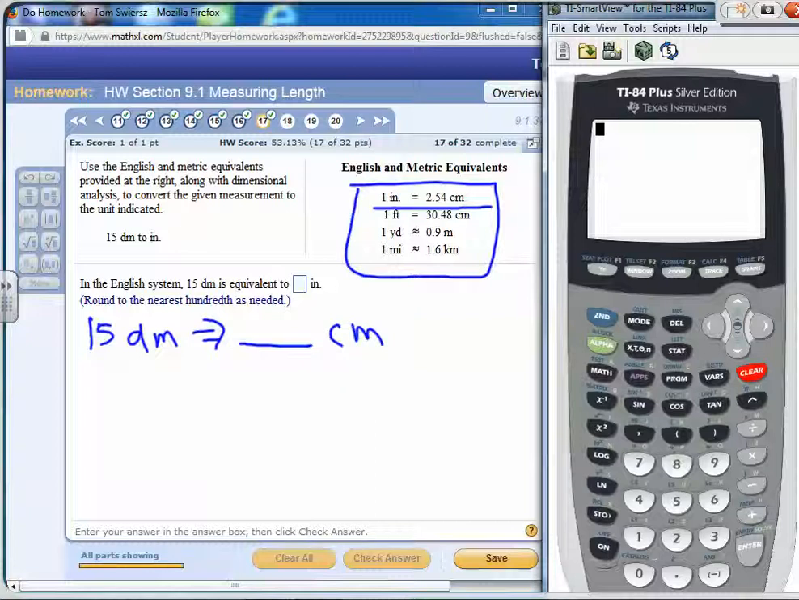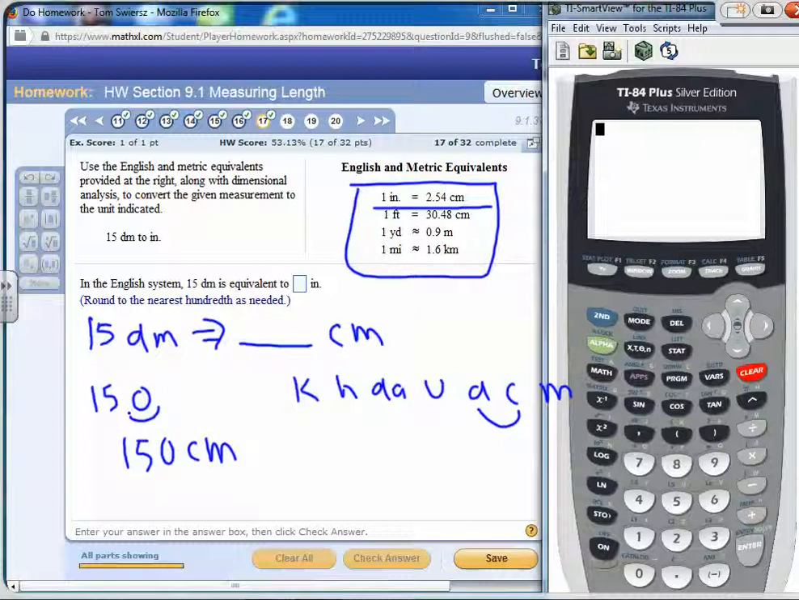Now notice, in the metric system: kilo, hecto, deca, the unit, deci, centi, milli. Decimeters is right here. Centimeters is to the right, 1 jump to the right. So what we're going to do is 15 decimeters. The decimal is here. We're going to move it 1 unit to the right, so we have to add a 0. So that would be equivalent to 150 centimeters. Since we just went metric to metric, we can move the decimal over. Deci to centi is 1 to the right.